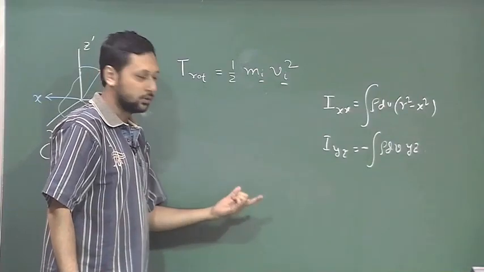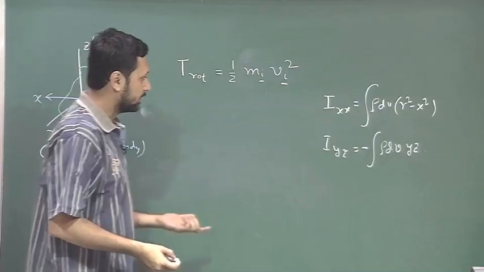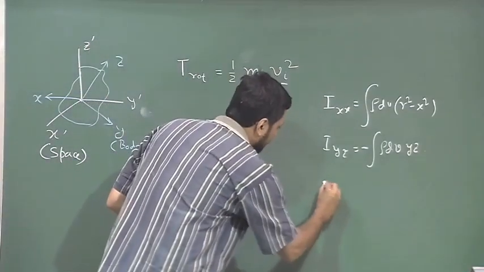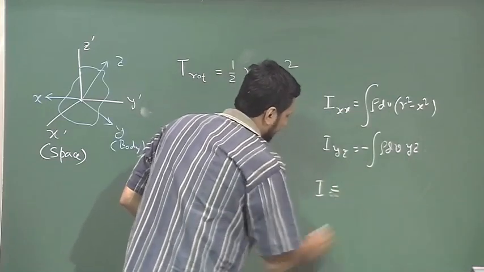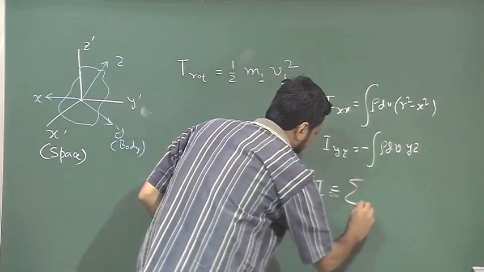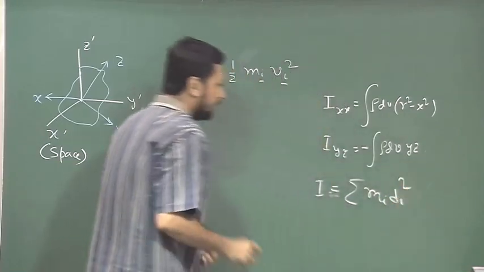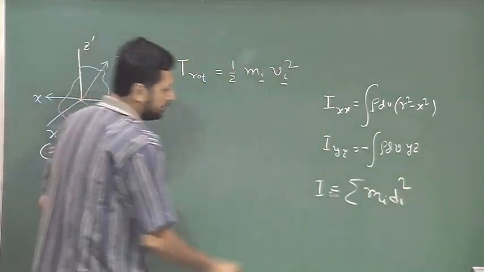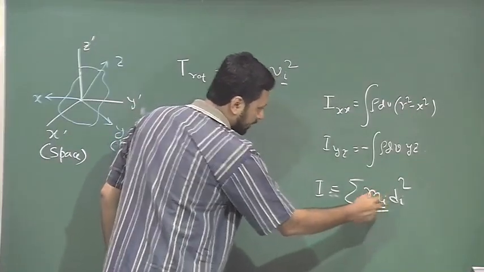So, this is one definition, and the other definition we already know from our school textbooks, or whatever classical mechanics we have studied so far. We know that the moment of inertia around an axis can be given as the sum of m_i d_i squared, where d_i is the physical distance of the ith particle from the axis.